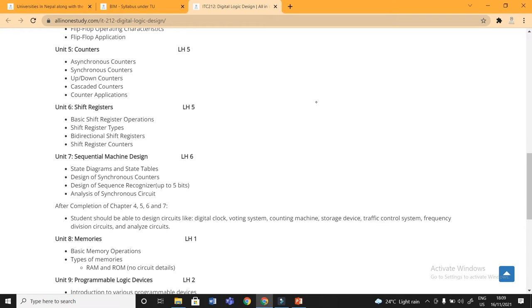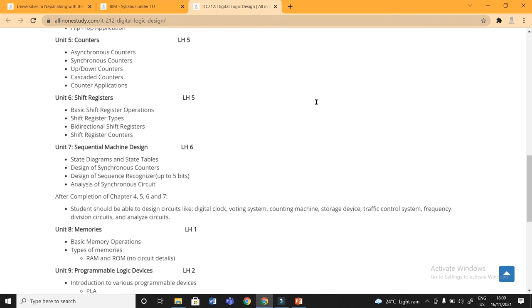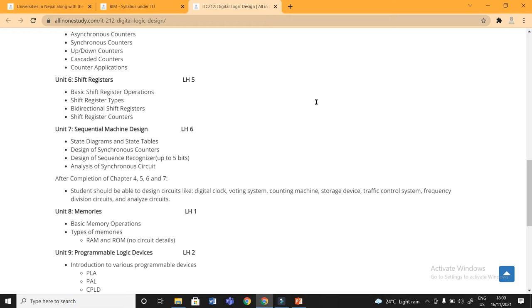In unit 6, we will talk about shift registers: the various operations, various types of shift registers, and the counters which are implemented using shift registers, and their implementation. So we will deal with shift registers in unit 6.